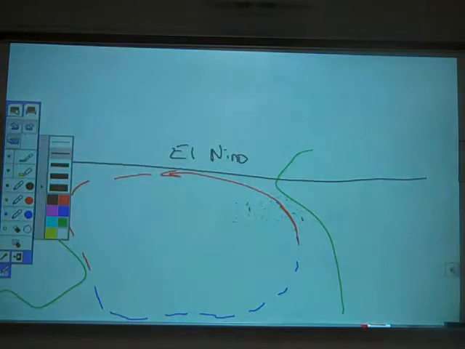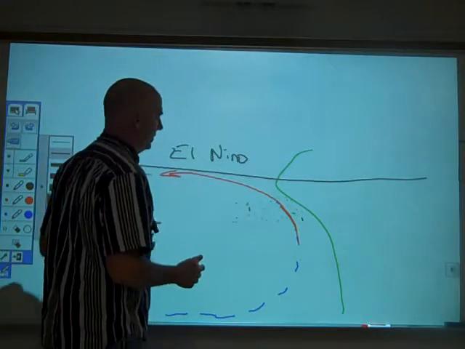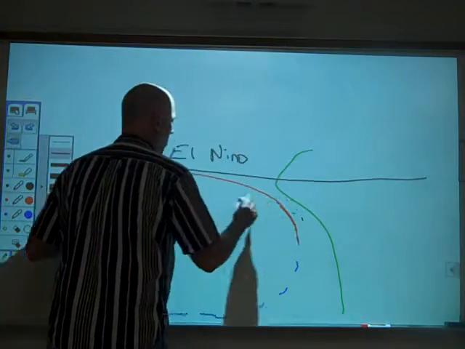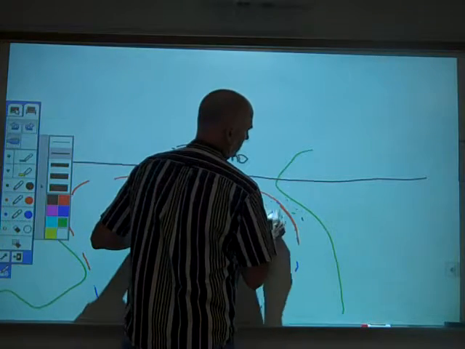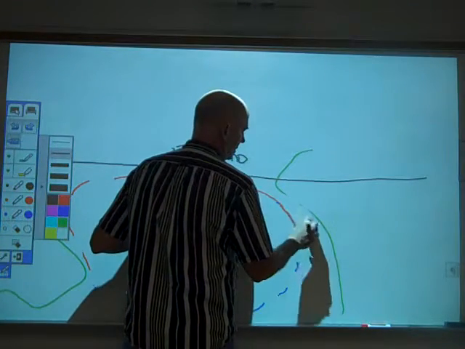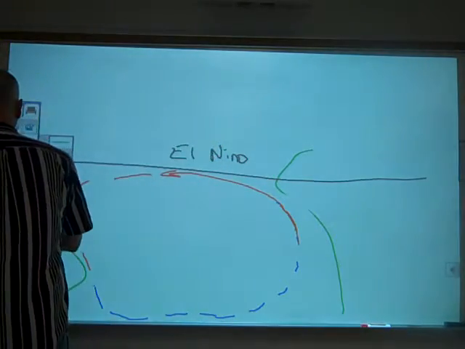Not only does that reduce the overall flow coming up this way, the nutrients and everything, it means you also have warmer water here. That drops the oxygen level, so it either kills or drives off a lot of fish. The fishing industry really suffers in that area.